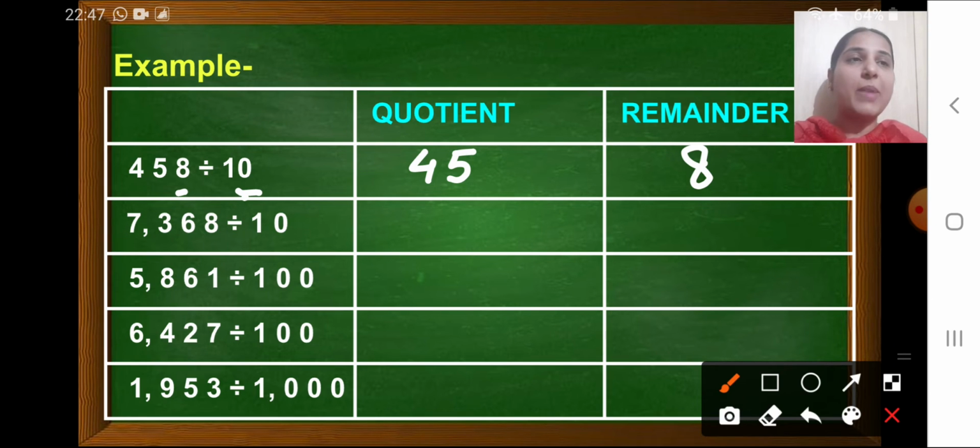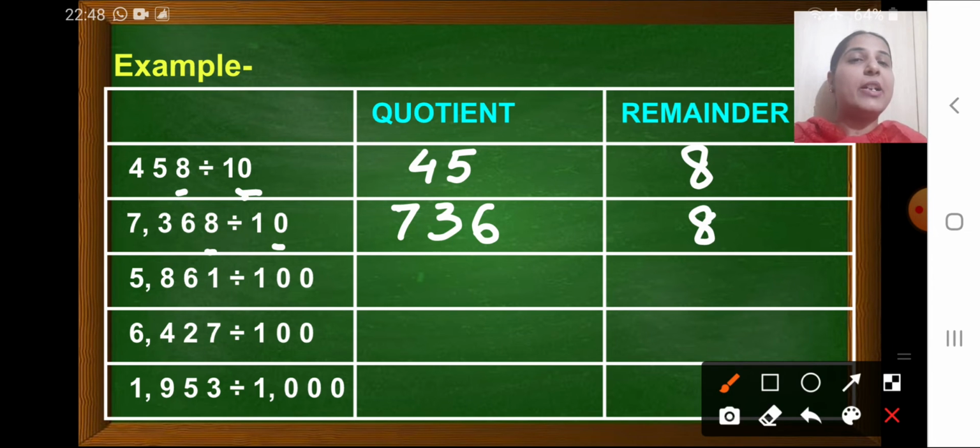Now just see the second one. 7368 divided by 10. Now what will be the remainder and what will be the quotient? Again, just see how many zeros are there in the divisor. Only one 0. So it means the digit which is at the ones place will be the remainder, whereas the remaining digits, now what are the remaining digits here? 7, 3, 6. It means 736 is the quotient, whereas the remainder here is 8. Now let's see the third example.